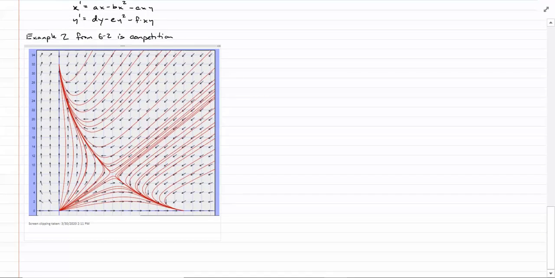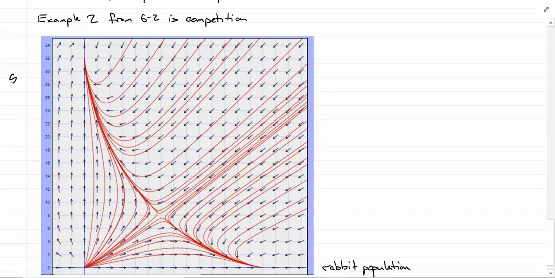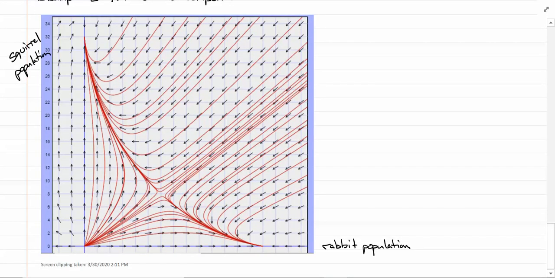Okay, here's what the graphs look like. Here, x is the rabbit population, and on the y-axis is the squirrel population. What we're going to see here is that depending on the initial conditions, one of two things is going to happen.